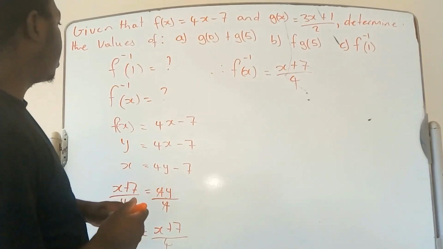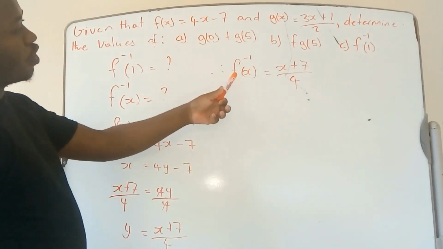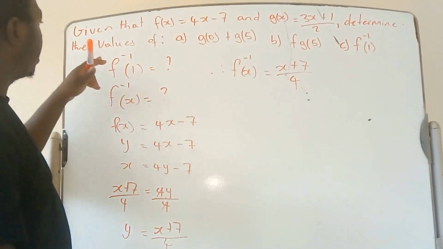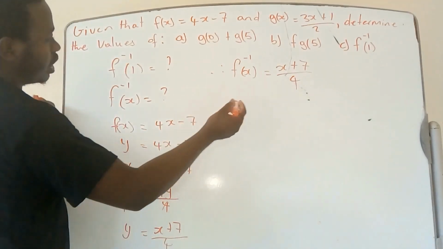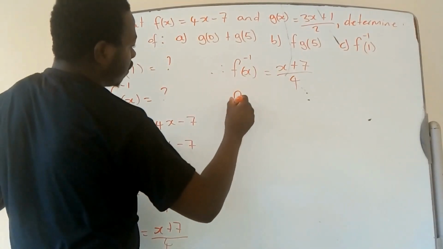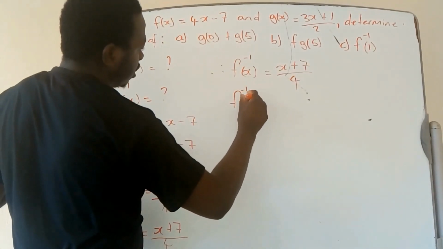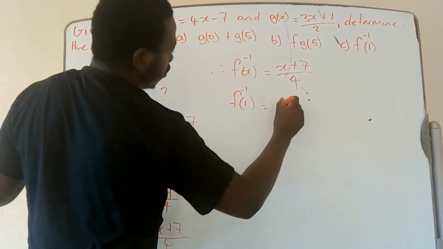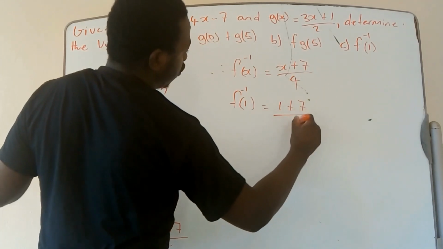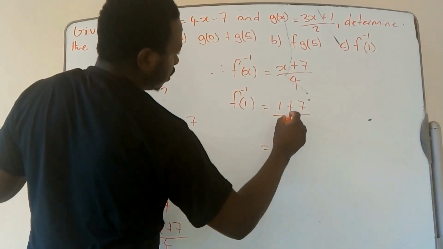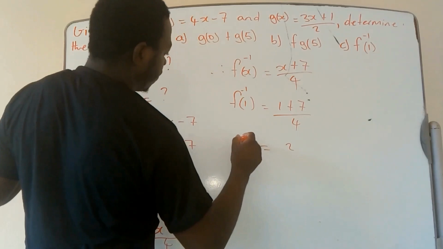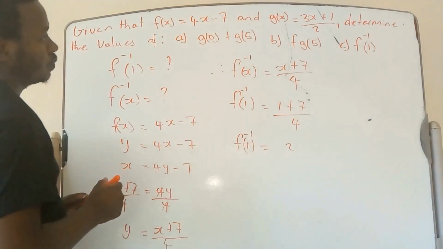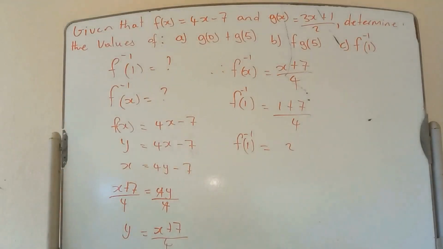So now remember that they didn't ask us for f inverse of x. They asked us to evaluate f inverse of 1. So now we can go ahead and evaluate f inverse of 1. So f inverse of 1 is equal to, anywhere you see x, replace it with 1. So that's going to be (1 plus 7) all over 4, which is equal to 8 divided by 4, that's just 2. So therefore, f inverse of 1 is equal to 2. And that's it.